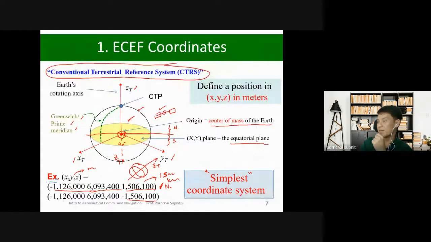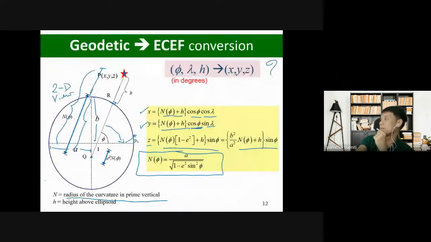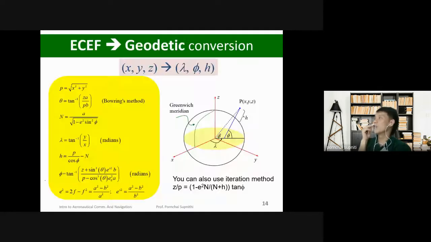You get something like this number answers, okay, because I just convert between the two. Okay, secondly, this is how we convert from latitude, longitude, height to xyz. How about vice versa? If you want to convert from xyz to lat long height, what do we do? We will use this algorithm to do it.